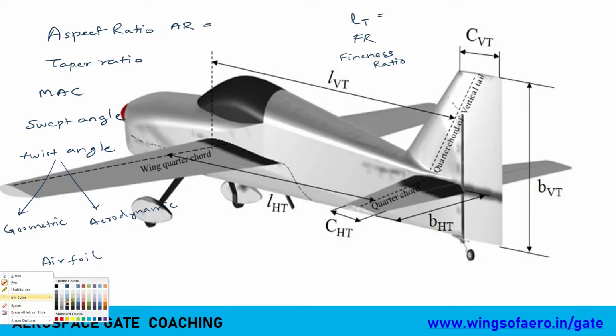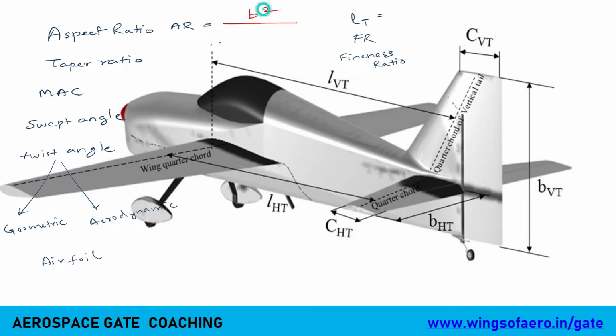So these are the basic nomenclature. What is aspect ratio? Anyone? Aspect ratio is b squared by S. Wingspan by area, ma'am. What is S? It is the area of the planform, ma'am. Yes, and b is the span. That means the span, ma'am, from one tip to another tip.